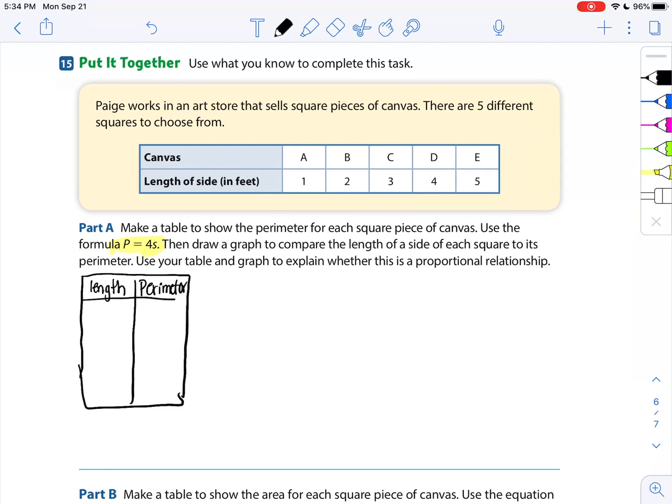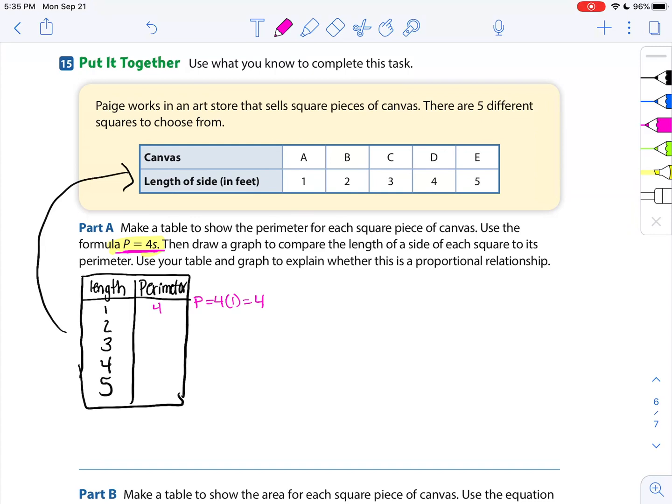And we know that our side lengths are 1, 2, 3, 4, and 5 based off of the table given us in the problem. Then we know, using that formula for perimeter, how to find the perimeter. So for each side length, we're going to take that formula and substitute the length in for S. For example, the first one, P equals 4 times 1, because our side length is 1. 4 times 1 is 4, so the perimeter is 4.